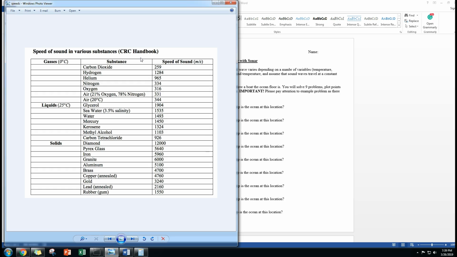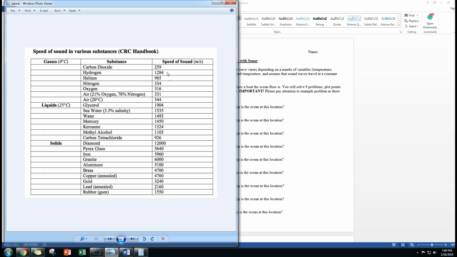We looked at this chart briefly, and we looked at how it was separated into liquids, solids, and gases, three common states of matter, and the average speed of a sound wave in those respective types of matter. As you get into the solids, you definitely see a drastic increase in the speed of sound. Now, there are some assumptions and some variables that we have to make, and some things that we have to ignore when we look at this.